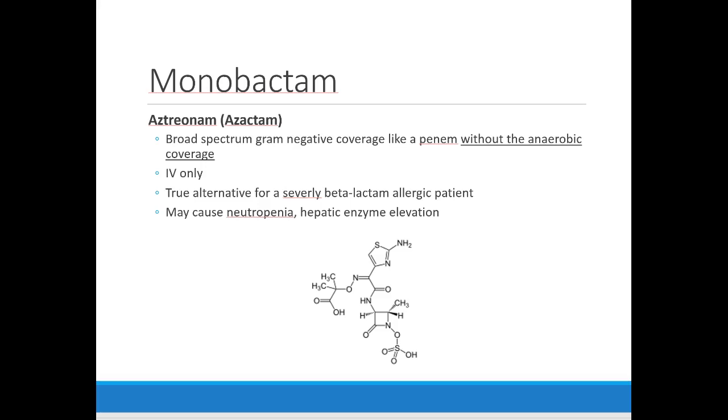Another option for severely allergic patients is something called aztreonam, which is a monobactam. There's only one monobactam on the market right now. It's really broad spectrum, kind of like a carbapenem, but it doesn't really have anaerobic coverage. It's IV only, and this would be the true alternative for a severe beta-lactam allergy. So if somebody's allergic to carbapenems, if they're reacting to imipenem, you go to this drug. Otherwise, we don't use aztreonam. It's expensive, and that's its only role, to serve as a broad spectrum agent that replaces a carbapenem in the case of a severe allergy.